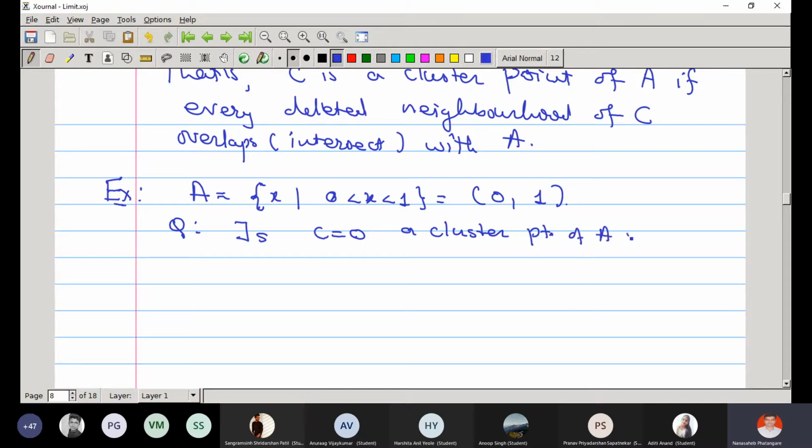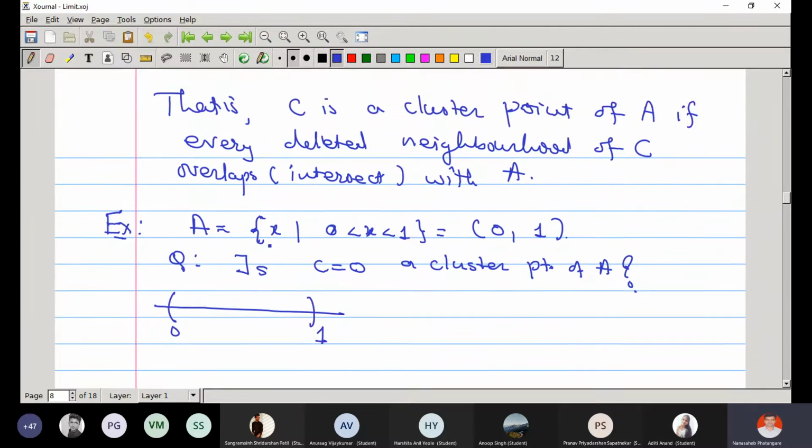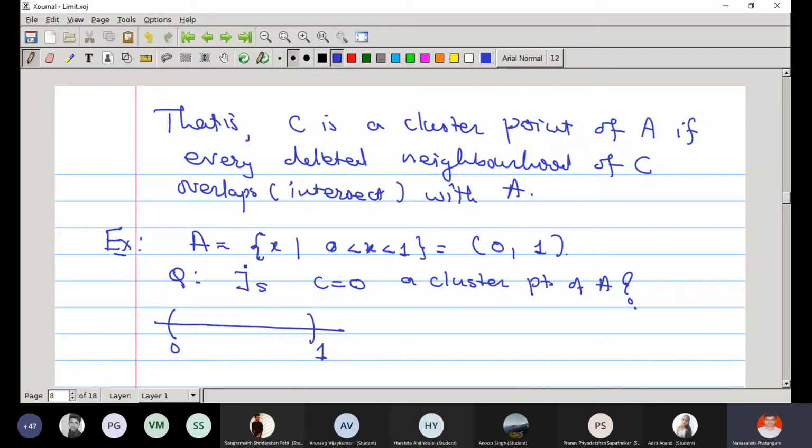Cluster point of A. What is your answer? Yes, sir. Right? Do you understand? Everybody understand what I am saying? Cluster point means what? For any delta, if you draw a neighborhood around that point, it should be overlapping with the set, right?